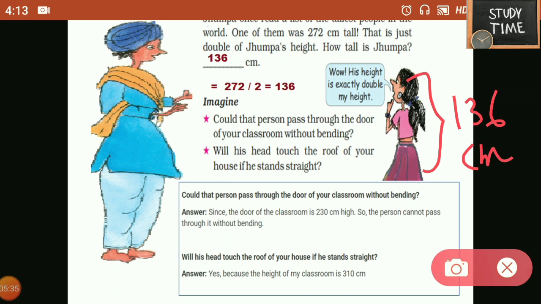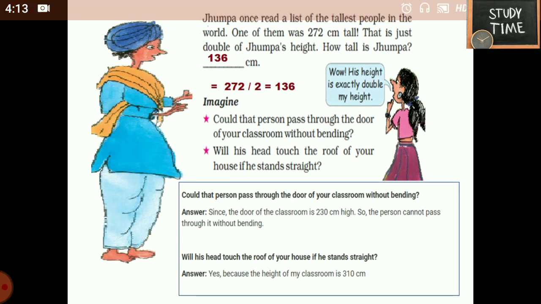Could that person pass through the door of your classroom without bending? You have to guess your classroom door height and check whether he can pass through or not. Will his head touch the roof of your house if he stands straight? That also depends on the roof of your house. You have to measure or ask your father or mother how tall your roof is, so whether that person can go or not.